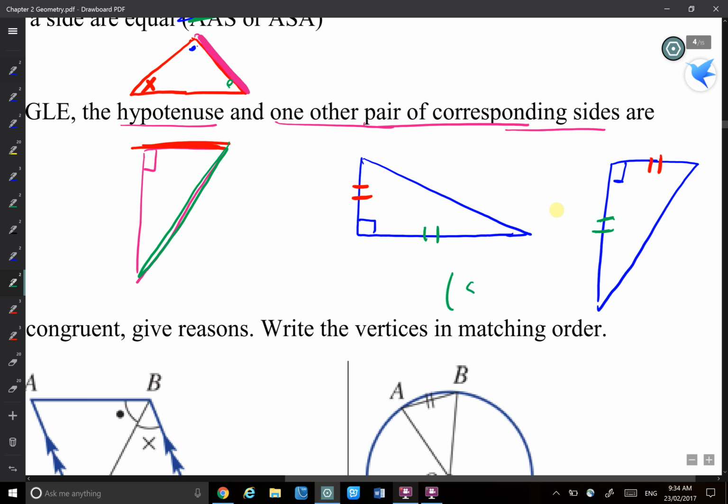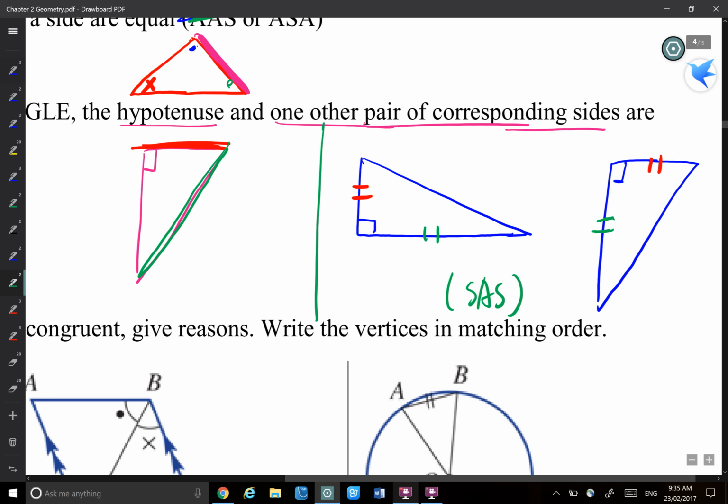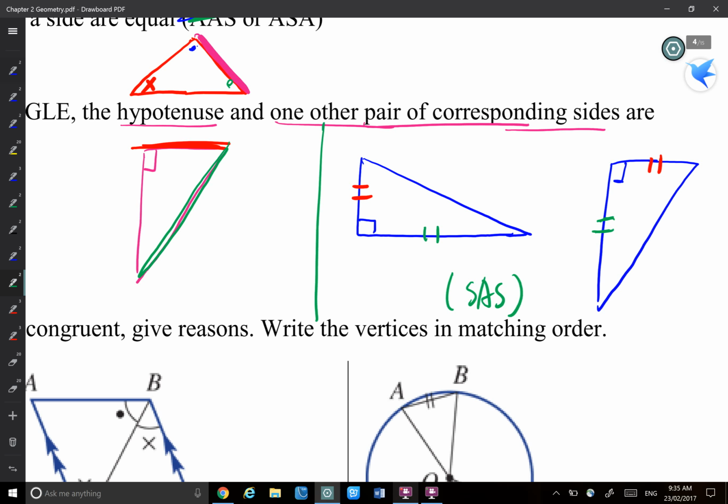SAS, okay? That's SAS, that's not RHS. Because it's not the hypotenuse and a side, even though it's a 90-degree angle, it only tells you that's an equal angle in between two equal sides. So it's SAS. So they are congruent triangles, but not because of RHS, it's because of SAS. Okay, does that make sense? You'll see which one is satisfied.